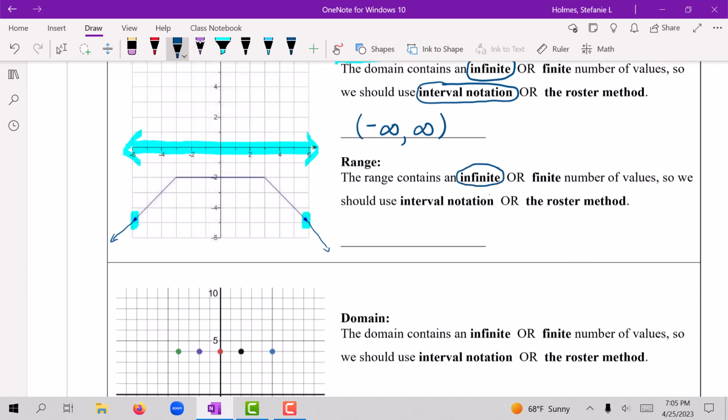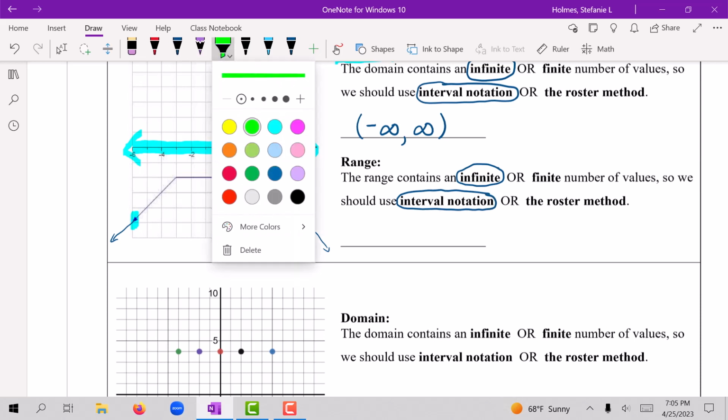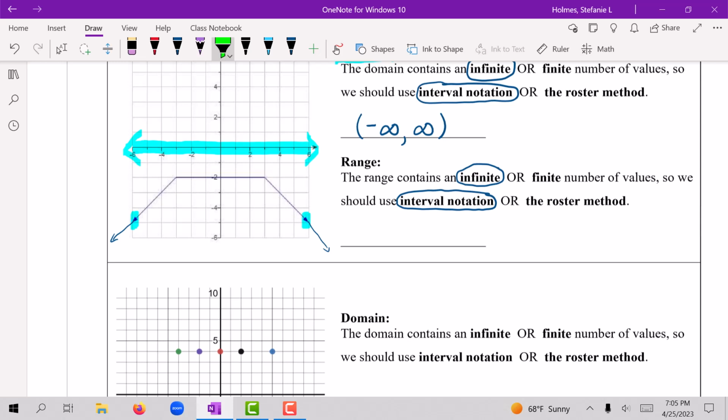And that means we should use interval notation. So let's look at the values on the y-axis. Going from bottom to top, it starts here, and the highest the graph gets is at 2. But remember, on the two sides, it keeps going down forever. So that means our range keeps going down forever.